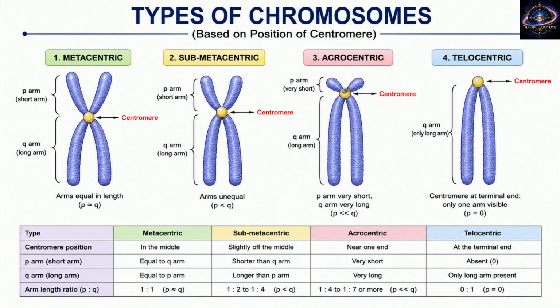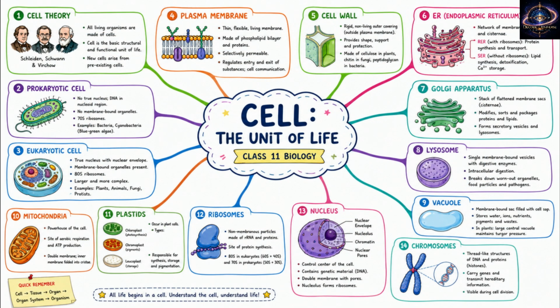Q31. What is the function of ribosomes? Ribosomes help in protein synthesis. Q32. What are 70s and 80s ribosomes? Prokaryotic ribosomes are 70s. Eukaryotic ribosomes are 80s. Q33. What is cytoskeleton? Cytoskeleton is a network of protein filaments that give support, shape, and movement to the cell.